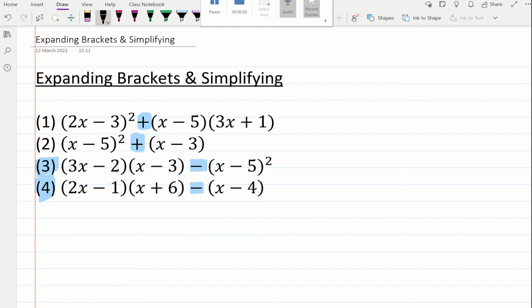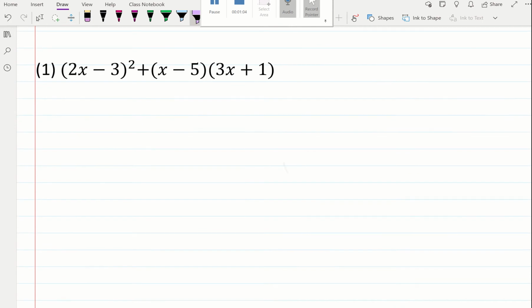So the first thing to notice is that some of these brackets are squared. Now, people often want to do 4x squared minus 9, but that is wrong. Remember, if you have a bracket that is squared, it means that it is in fact a double bracket. It's a 2x minus 3 times a 2x minus 3. It doesn't matter whether this double bracket is at the beginning of the question or at the end of the question. So let's have a look at these examples individually.